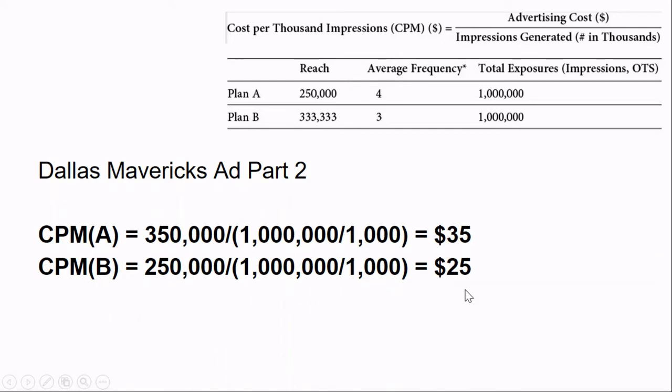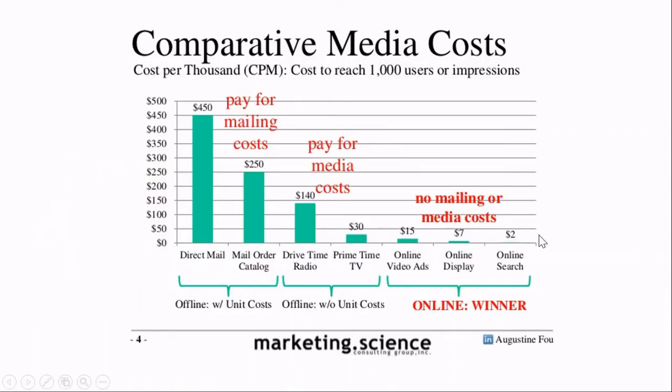Plan B, remember I mentioned it was $250,000, you come up with a cost per 1,000 of $25. So based purely on cost, this is the analysis, and you would say, well, plan B is definitely much better. It's cheaper, it's got higher reach. Even though the average frequency is lower, it's still okay. But you can calculate ad campaign attractiveness based on reach, frequency, and lots of different things. So that's cost per 1,000. The question is, in terms of cost per 1,000, how expensive are different advertising types? And you can see here that direct mail is super expensive.